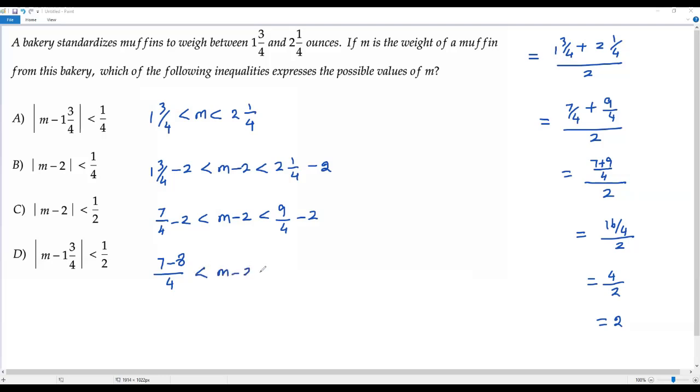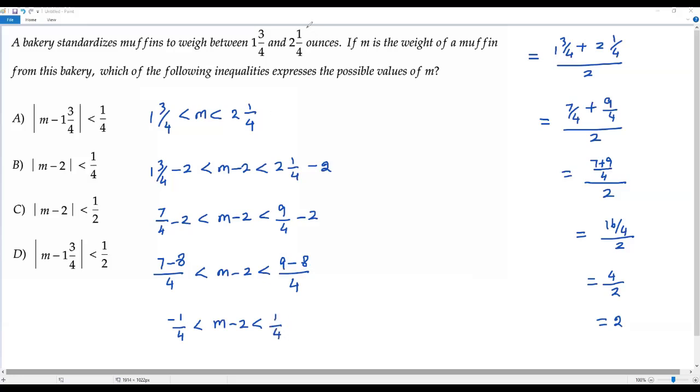Less than M - 2. So the same thing we have to do over here. This 2 has to be multiplied by this denominator 4. Then I'm getting (9 - 8)/4. When I simplify 7 - 8, I'm getting -1. That is, -1/4 < M - 2 < . When I simplify 9 - 8, I'm getting 1/4.